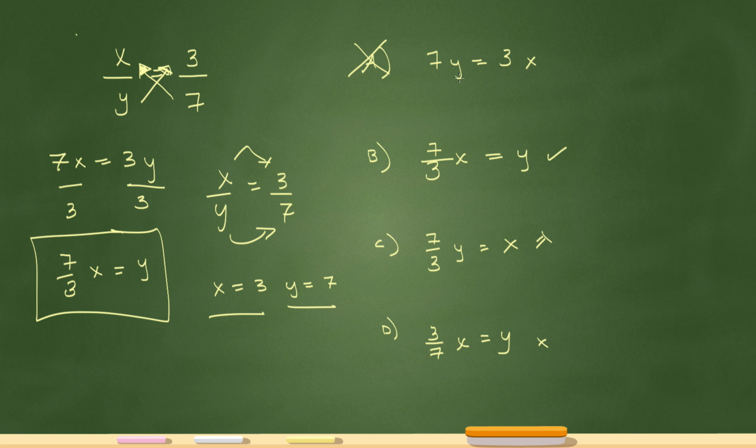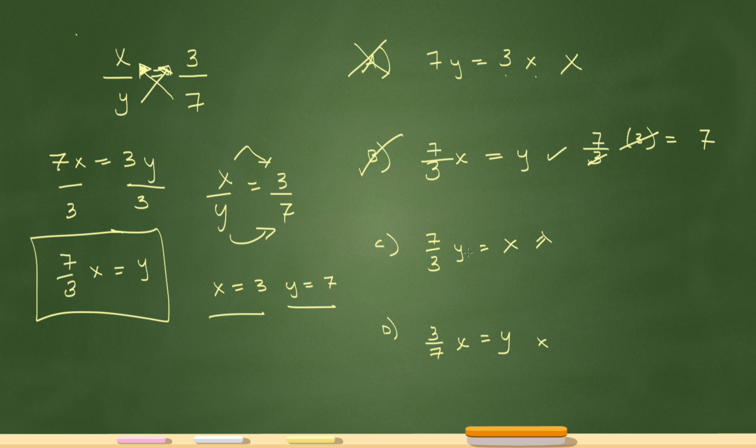7 times 7 is 49, and 3 times 3 is 9. That doesn't equal out, so that's why A is gone. Let's go to B. 7 over 3 times 3. Does that equal 7? See how the 3 and the 3 cancels out? You're left with 7 equals 7, and that is why B was the answer.